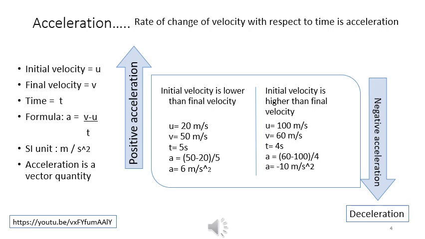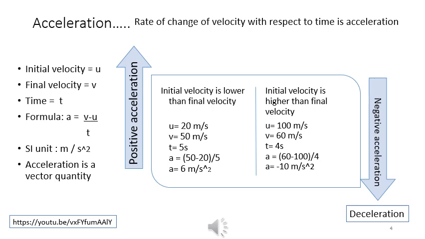There are two types of acceleration shown on this slide. Let's discuss them. One is positive acceleration and two is negative acceleration. In simple words, the acceleration is said to be positive if it is in the direction of velocity and negative when it is opposite to the direction of velocity. Let us see with the help of a numerical over here. In positive acceleration, the initial velocity will be lower than the final velocity.